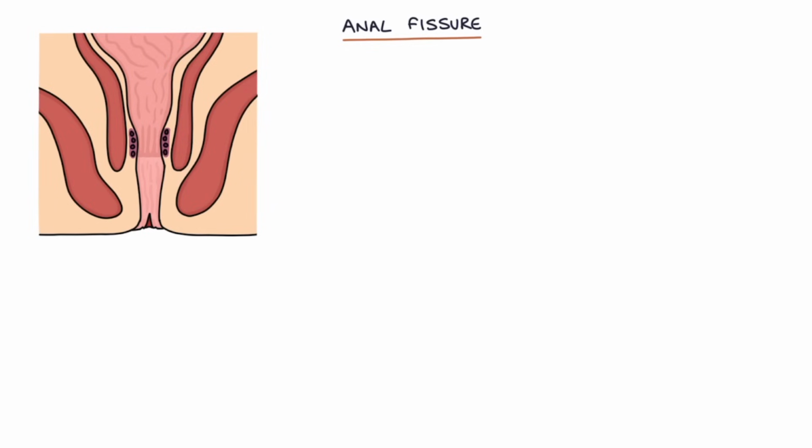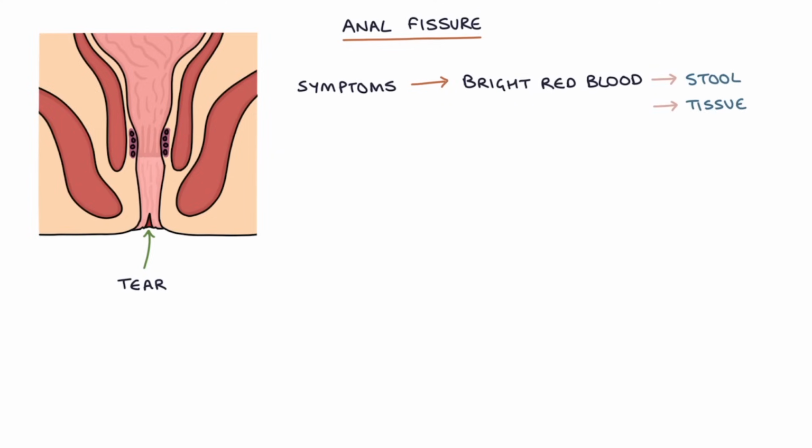Next, let's talk in more detail about anal fissures. Anal fissures are small tears to the mucosa at the anus. These typically cause two symptoms: bright red blood, which may be on the stool or seen on the toilet tissue, and pain at the back passage when opening the bowels or wiping. Stretching of the tear as the stool goes past causes pain.